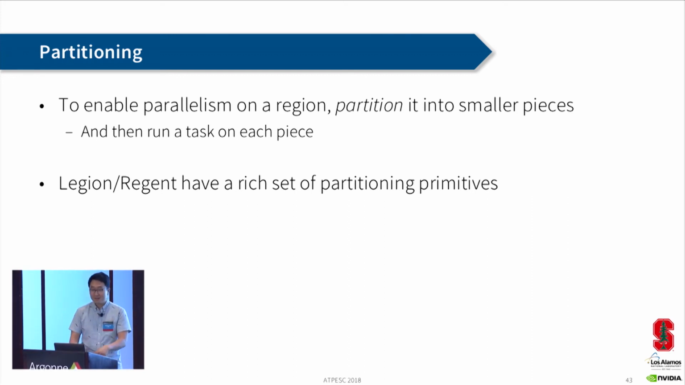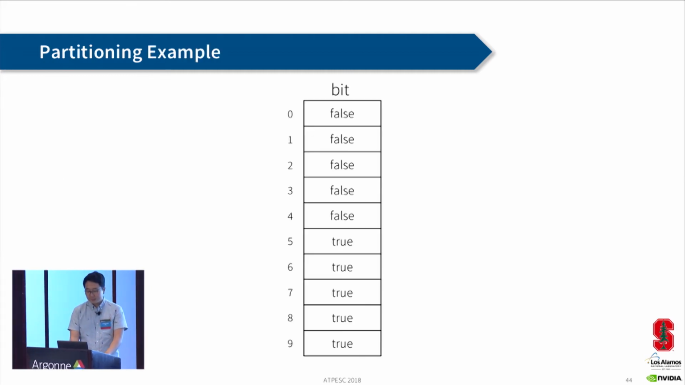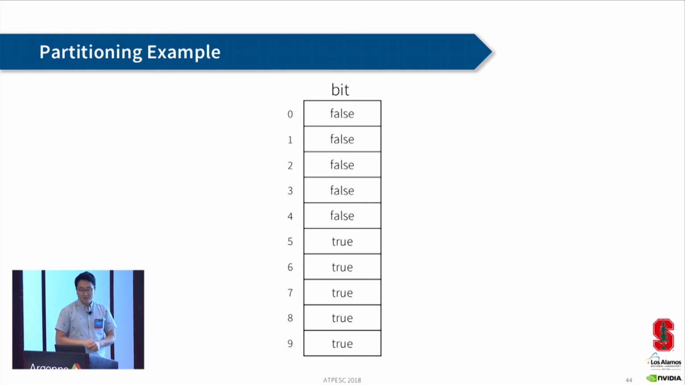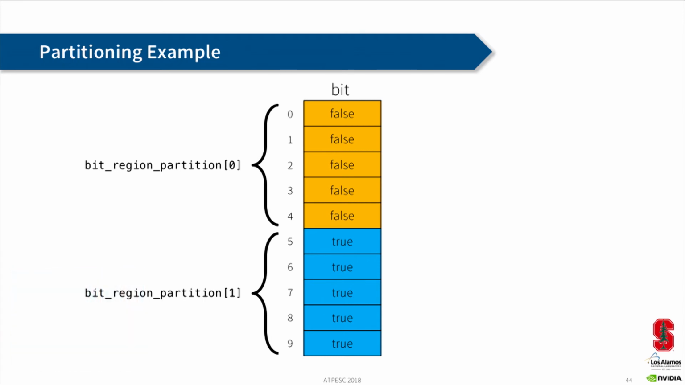Okay? Legion and also Regent provide a rich set of partitioning primitives, because extracting data parallelism is really important in our programming model. That's the only way to achieve true parallelism in the program. Here's an example. This is the same big region, and let's say you want to partition this into 2 pieces. The simplest way of doing it is to partition it into equal size pieces, right?